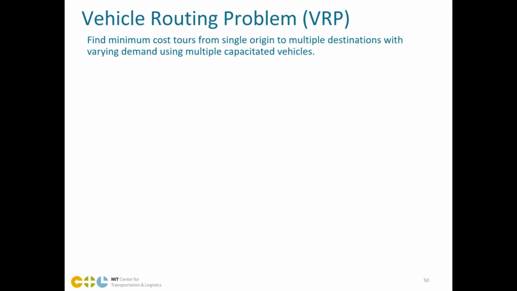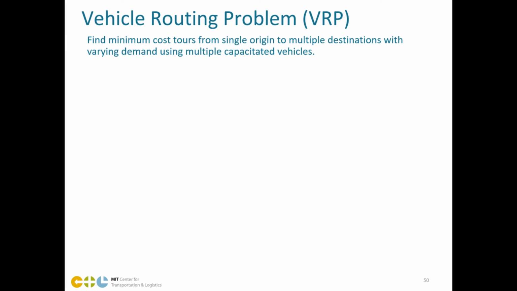So the VRP problem is to find the minimum cost tours from a single origin to multiple destinations, each with varying demand, using multiple capacitated vehicles. So the vehicles have a capacity, each demand node has a certain demand that it needs, and I want to find different tours, and I can use multiple vehicles.